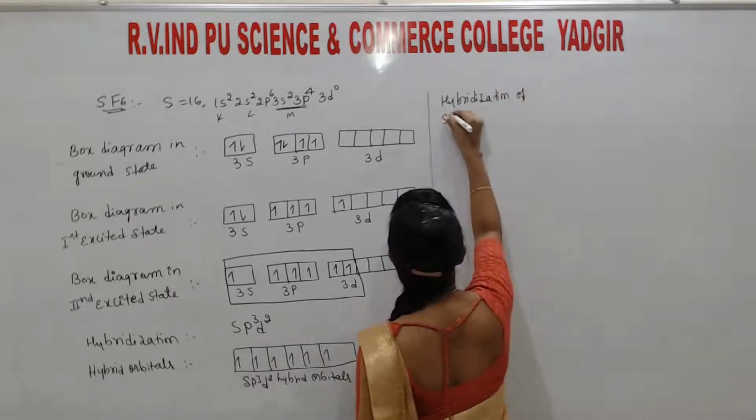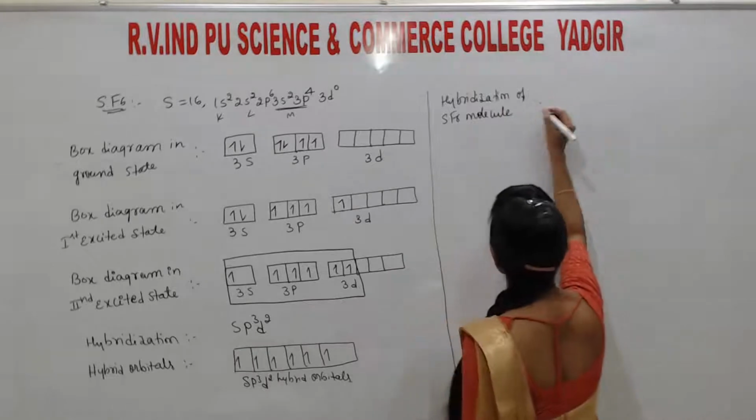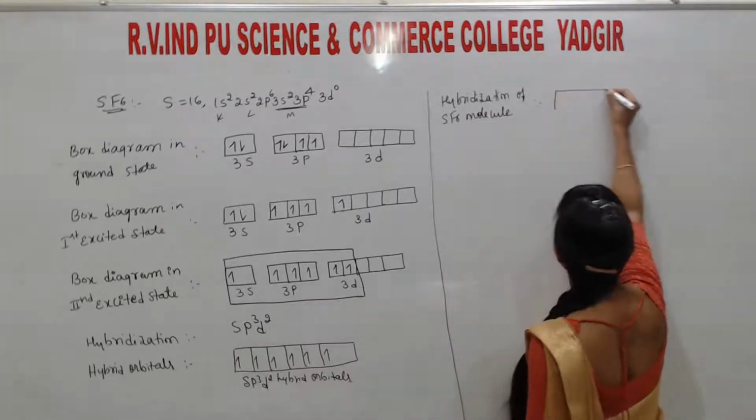The next one is the hybridization of the SF6 molecule. So here, initially write the box diagram.